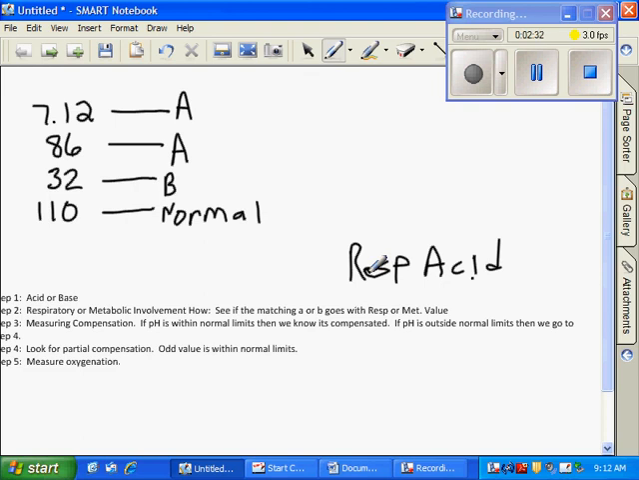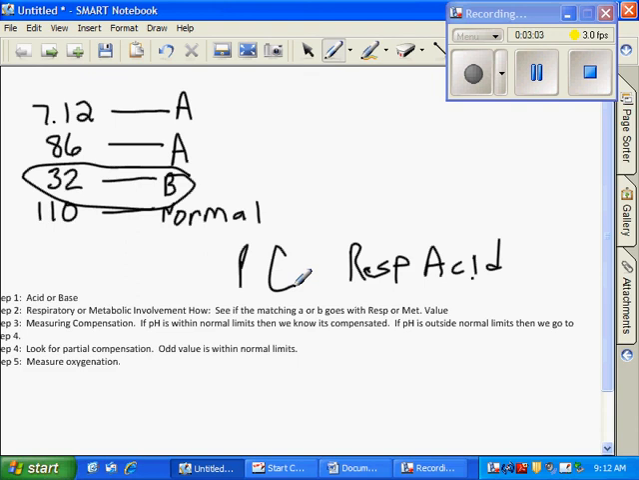Step 4 tells us to look for partial compensation, and that's by using the odd value to see if it's within normal limits. Is the odd value here, which is the only B, within normal limits? No. If it's not within normal limits, then it means it has begun the process of compensation. So this blood gas is now partially compensated respiratory acidosis, right?